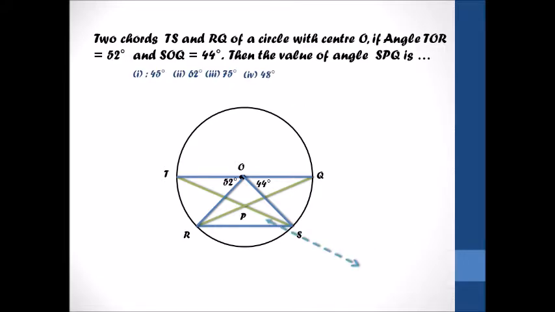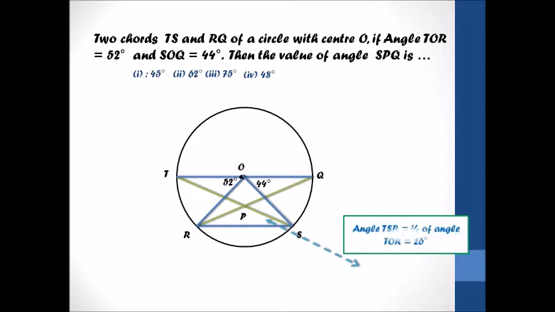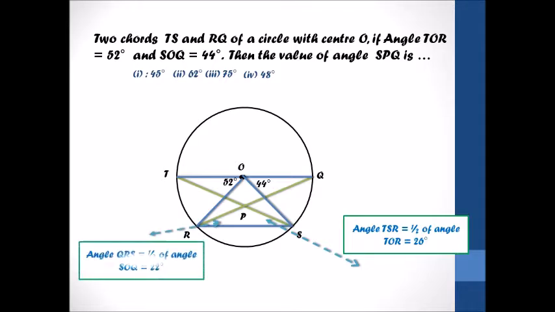Angle TSR is half of angle TOR, by using the theorem angle subtended by an arc at the center. Therefore, angle TSR is equal to 26 degrees. Now, by using the above mentioned theorem, we can find angle QRS, which will be half of angle QOS, that is 22 degrees.